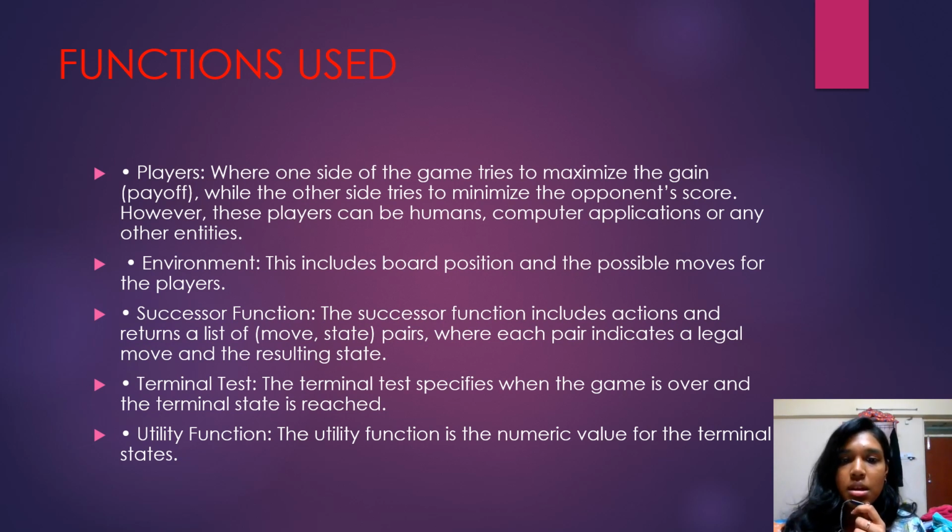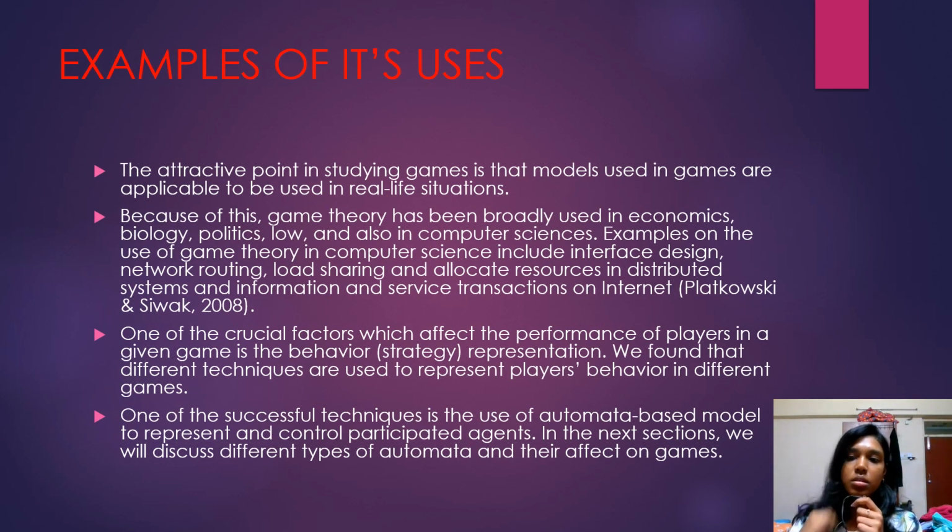Successor function. The successor function includes actions and returns a list of pairs, which is move and state, where each pair indicates a legal move and the resulting state. Terminal test. The terminal test specifies when the game is over and the terminal state is reached. Utility function. The utility function is the numeric value for the terminal states. Examples of its uses are shown here.